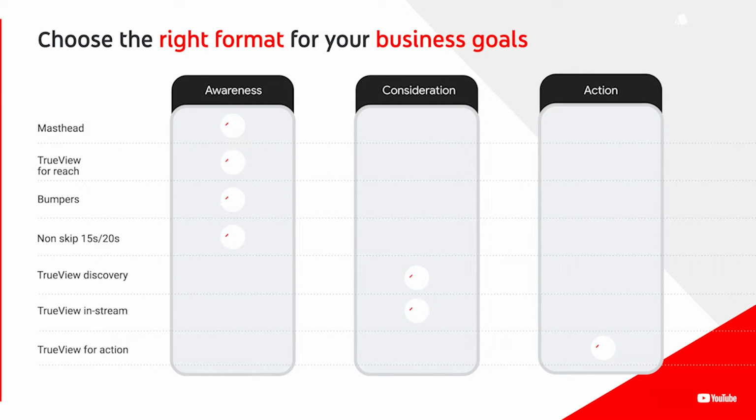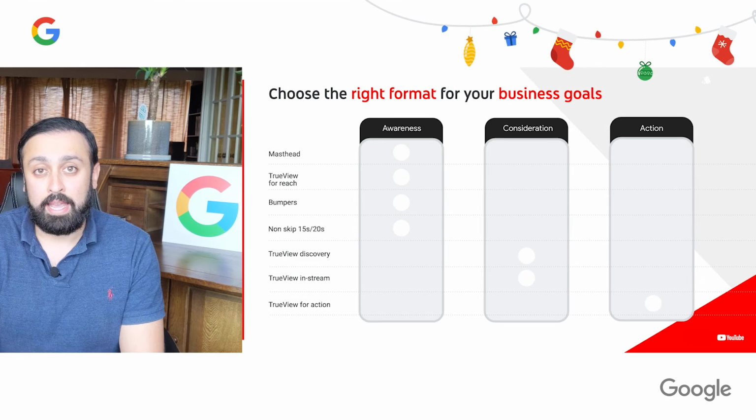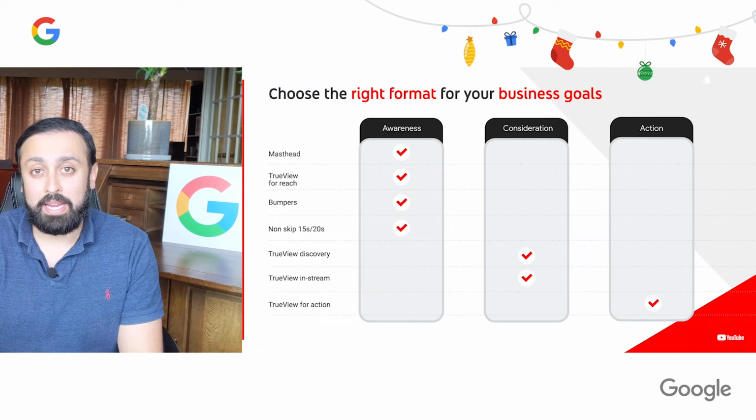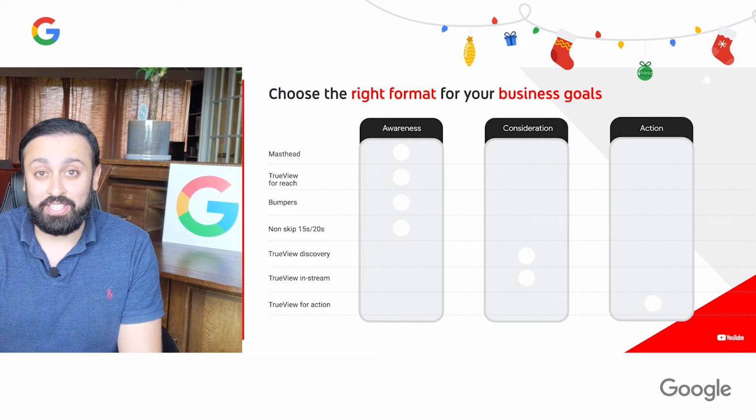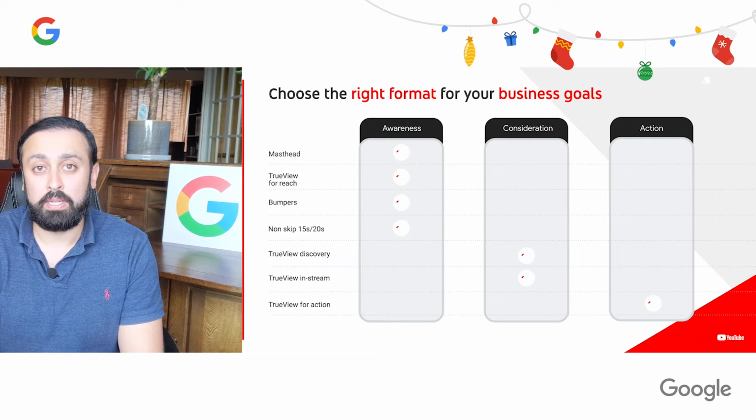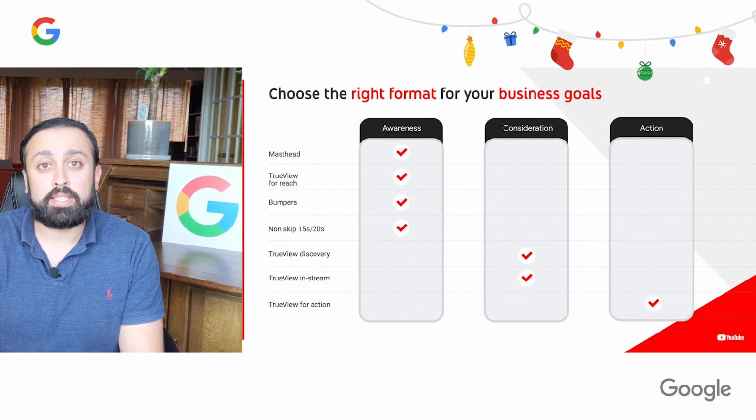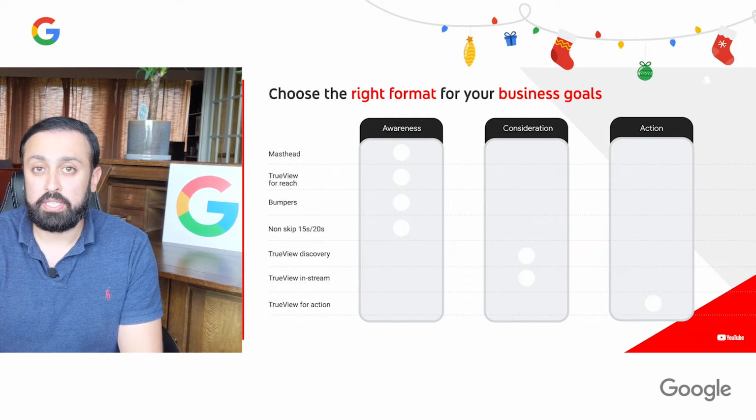And the lower that you go in the funnel, like for consideration or even like action, we have, for example, the TrueView for Action campaigns. And the TrueView for Action campaign is not made to go after the impressions or as many people as possible, but it is purely made to go after conversions and leads where possible. So the amount of traffic will not be the same as, for example, a TrueView for Reach campaign.